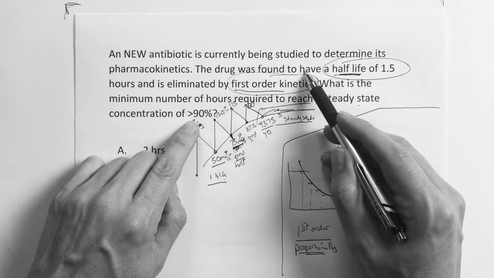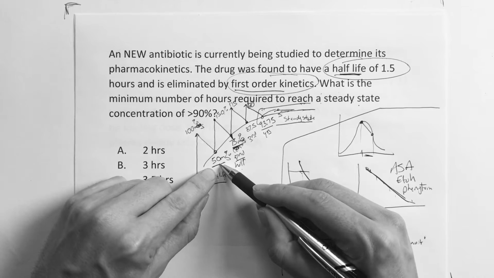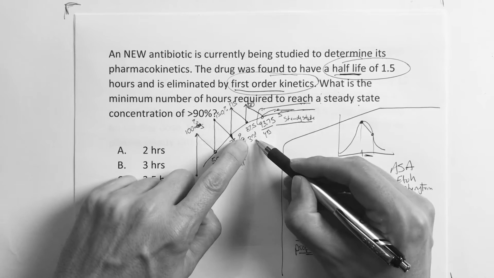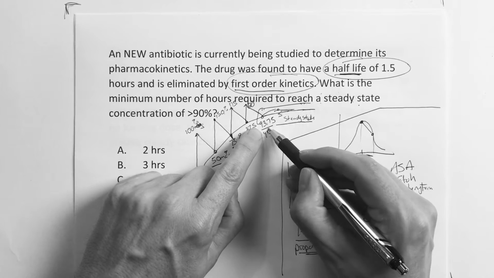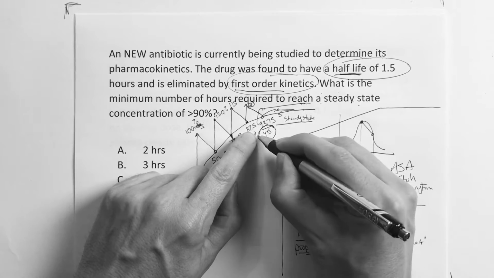If I gave this drug, to get above 90%, I have to go, one half-life would only give me 50%. Two half-lives would only give me 75%. Three half-lives only 87.5. But once I get to the fourth half-life, I'm at 93.75. So I got to at least get to the fourth half-life of this drug.